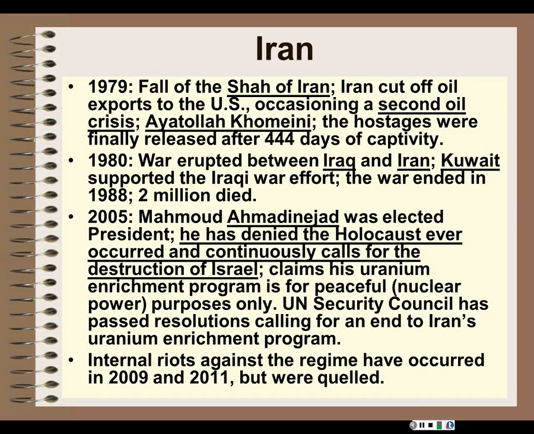Many of the people in the country have suffered because of economic boycotts, and with the internet and all things electronic these days are finding more out about the rest of the world and have really demanded that the regime change. Internal riots against the regime have occurred in 2009 and 2011, but in both instances they were quelled.